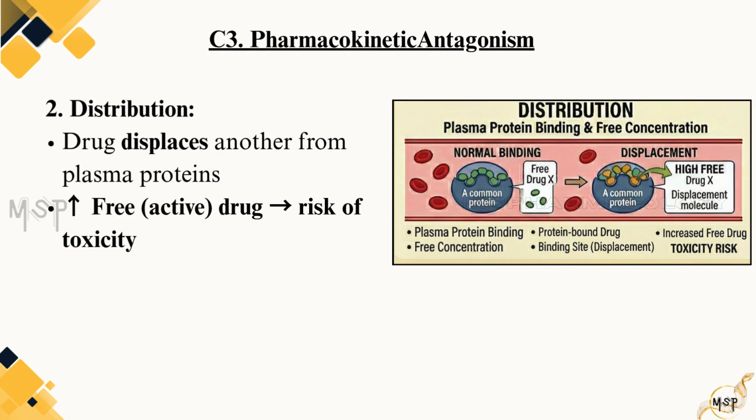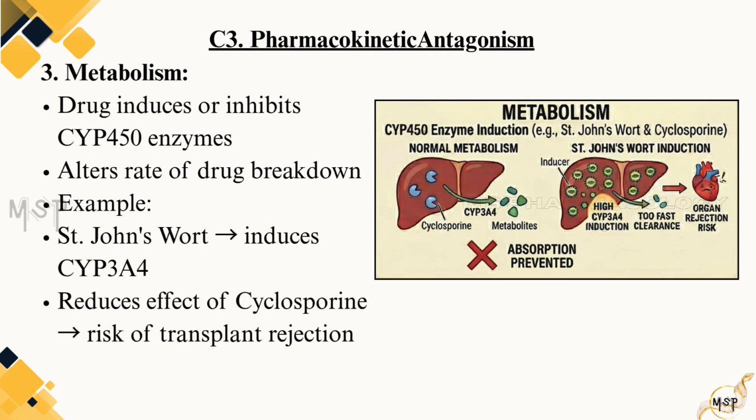Distribution. One drug displaces another from plasma protein binding, altering its free active concentration. This can suddenly increase the effective dose of the displaced drug, causing toxicity. Metabolism. One drug induces or inhibits liver CYP450 enzymes, changing the rate at which another drug is broken down. St. John's wort induces CYP3A4, speeding up the metabolism of drugs like cyclosporin, an immunosuppressant, causing the body to clear it too fast for it to work. This has led to organ rejection in transplant patients.